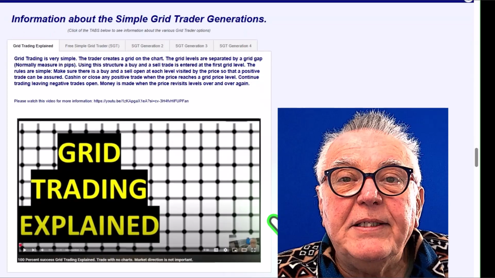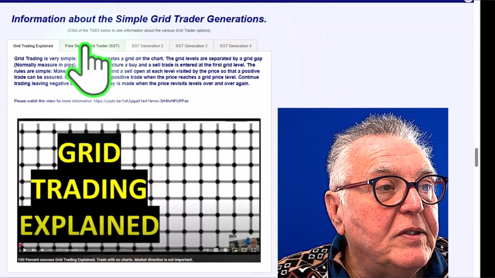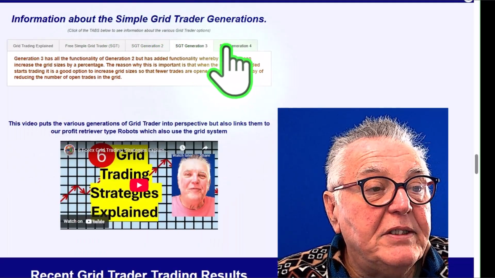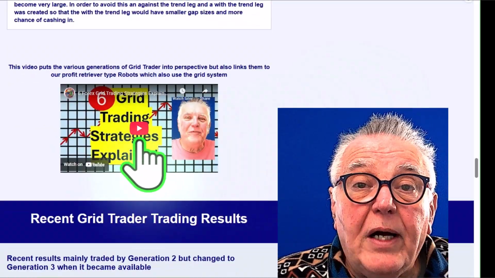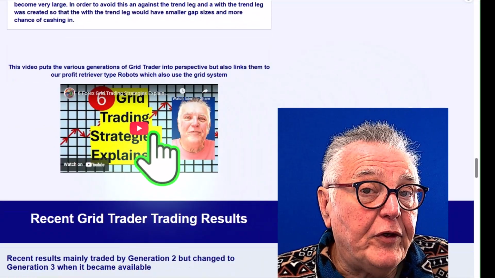Now we've also created a summary of all the grid ones. You can see, you just click on these labels and you can read more about the various variations, and there's also a video out which looks at 6 grid trading strategies that you can go and have a look at.